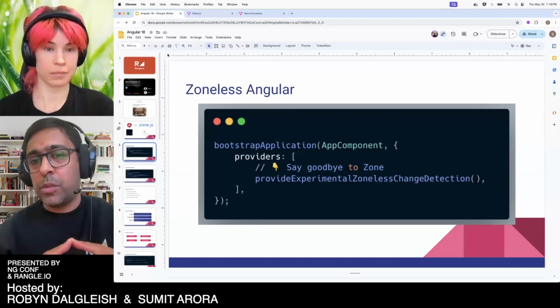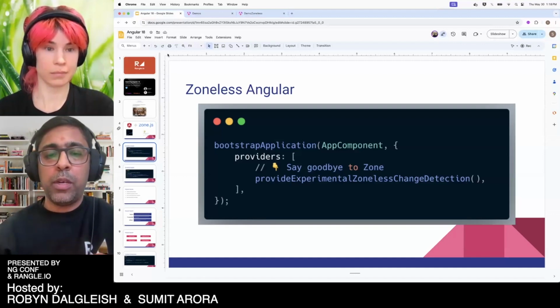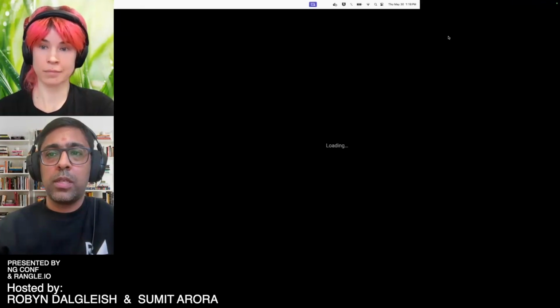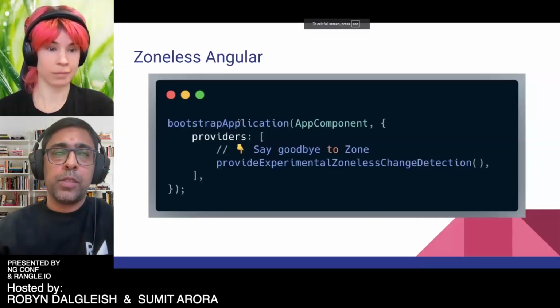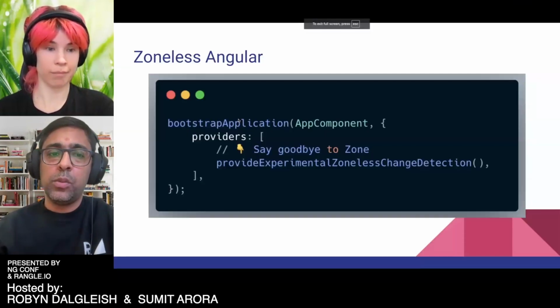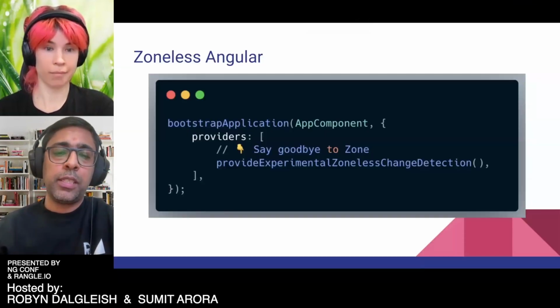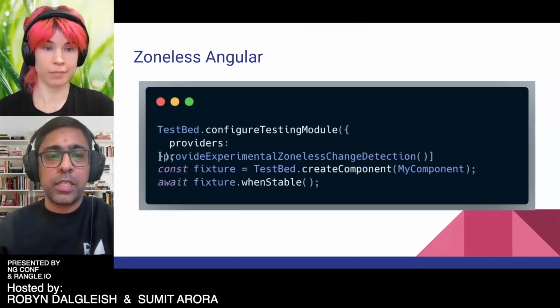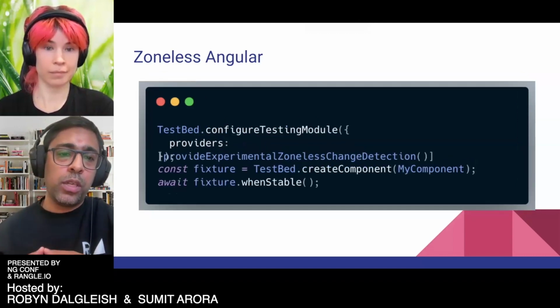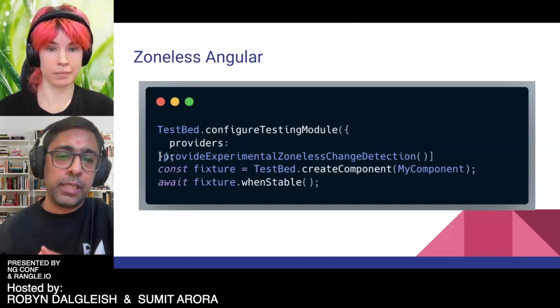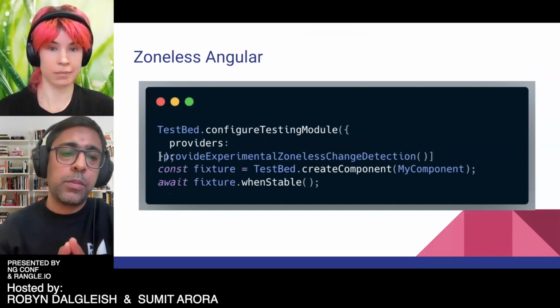While also introducing this, the Angular team also added providers to test your applications using zoneless change detection. So what you can do is, when you're configuring the TestBed, you can provide that same experimental zoneless change detection to your TestBed configuration and run the tests itself.